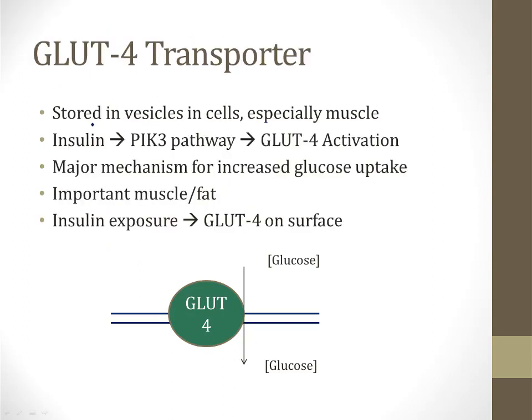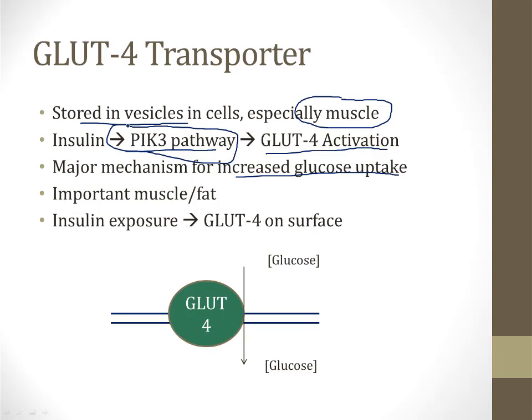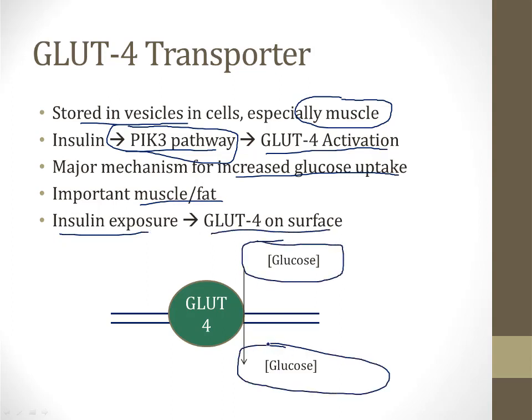The GLUT4 transporter is stored in vesicles of target cells, especially in muscle, and the insulin hormone via the PI3K pathway has been shown to activate the GLUT4 transporter. This is probably a major mechanism for increased glucose uptake. You know that the insulin hormone leads to more glucose uptake by cells and a lowering of the plasma glucose level, and this transporter via the PI3K pathway is probably a major way in which this happens. This transporter is very important in muscle and fat, and it's been well described that insulin exposure leads to more GLUT4 on the surface so that glucose in the plasma can be brought into the cell.